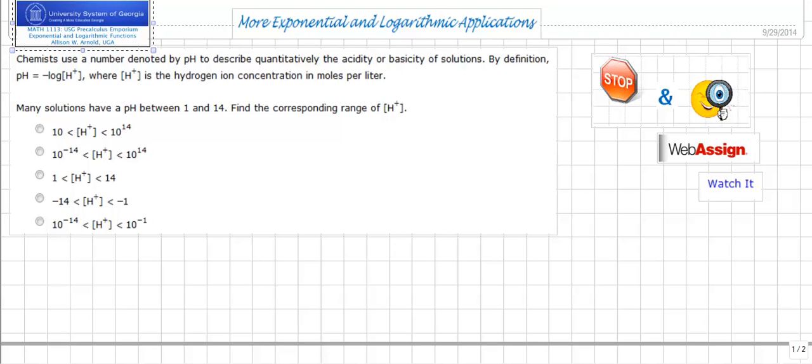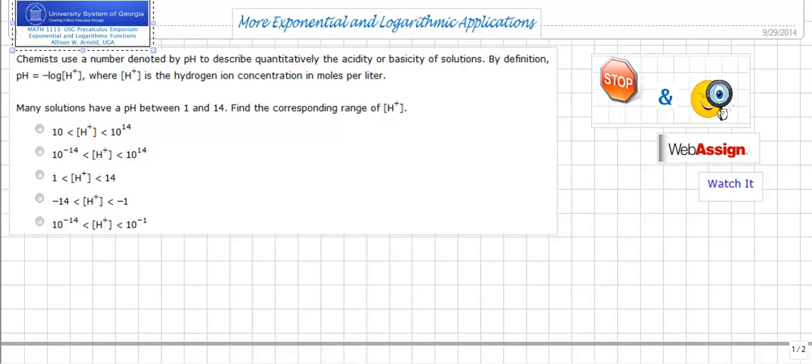Now that we have learned the rules of exponential functions and of logarithmic functions, we practiced solving a few equations in both worlds. Let's talk about application problems, real world situations where we might use these functions to solve a question, like for example, a chemistry question.